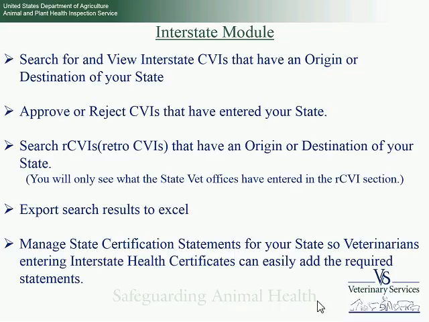You can search for retro CVIs, which are certificates that have been entered by the origin or destination. So if you have paper CVIs that you want to enter into VSPS, you would enter it in the RCVI section, which then allows you to go back and search for that animal information more easily. You can export search results to Excel, and also manage the state certification statements for your state, so the veterinarians can add those statements.